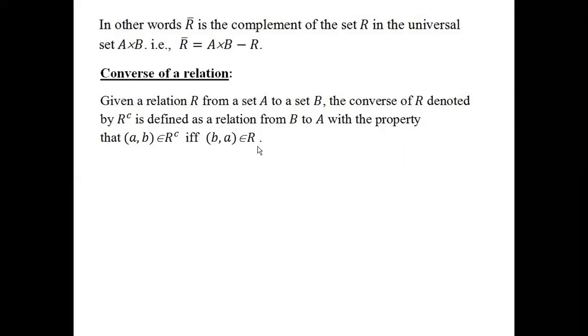So suppose I have the ordered pair (a, b) existing in the relation R, then (b, a) exists in the R converse. So given any relation from set A to set B, I'll be able to find the converse of a relation from B to A if it is satisfying this property that if (a, b) belongs to R, then (b, a) belongs to its converse. Vice versa is also true. That is, (a, b) belongs to R converse if and only if (b, a) belongs to the relation R.